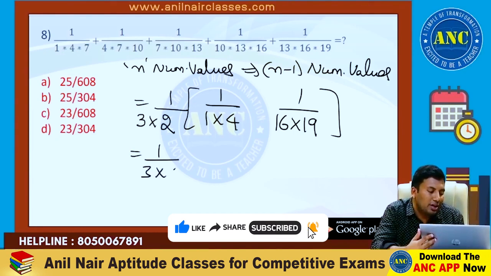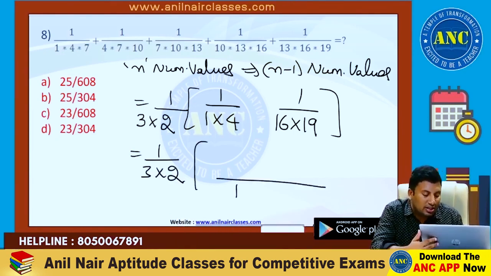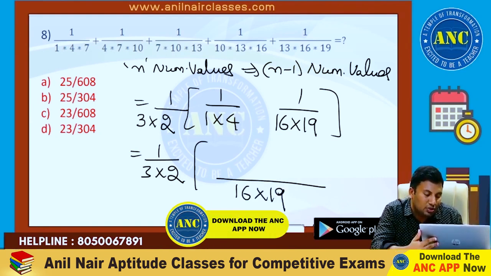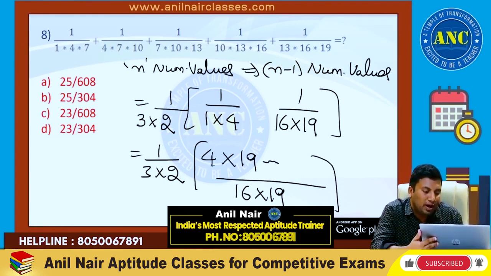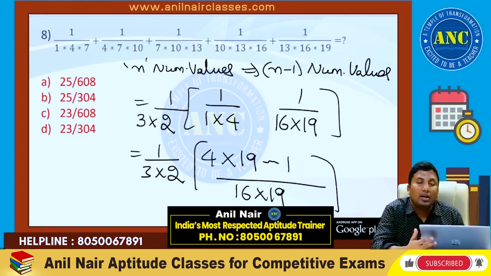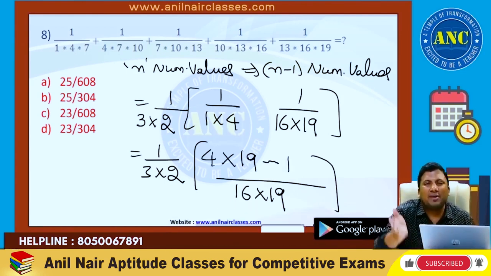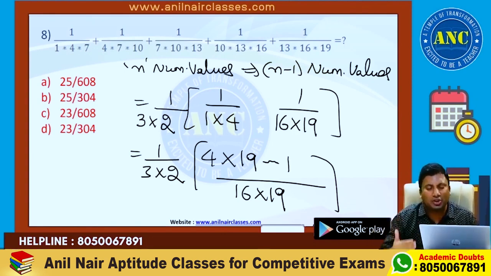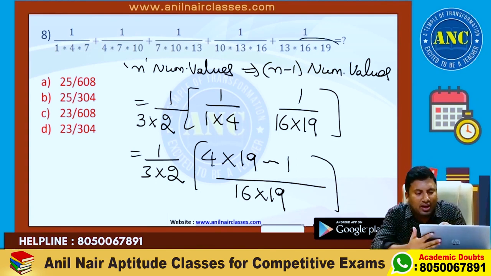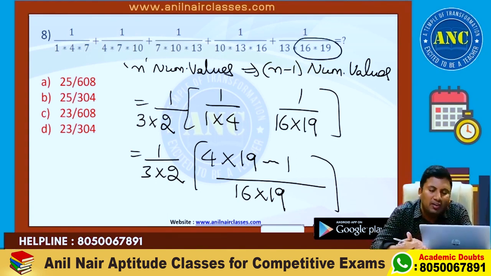So 1 by 3 into 2. Here you can take LCM. 1, 4, 16, 19. LCM is 16 into 19. This is nothing but 4 into 19 minus 1. You will do this calculation. I am saying don't do this calculation. This is where your smartness should come into the picture. 3 numerical values. What are the last 2 numerical values?